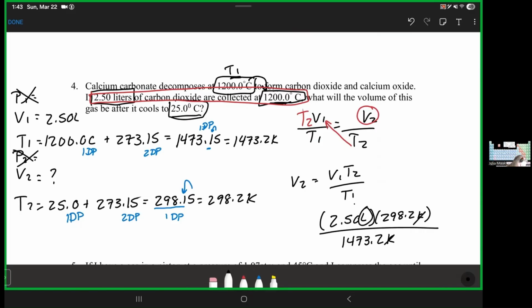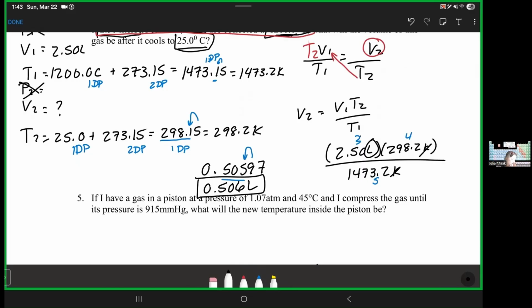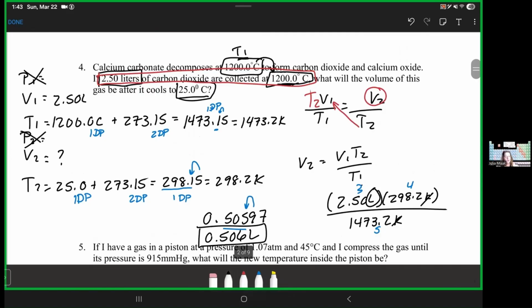And when I do that math, I get 0.50597. I've got 3 sig figs here, 4 here, 5 here, so I'm going to go with 3 sig figs. The 9 is going to round the 5 up, so I get 0.506 liters. Okay. So we're just rearranging those equations. We're just tracking our information.